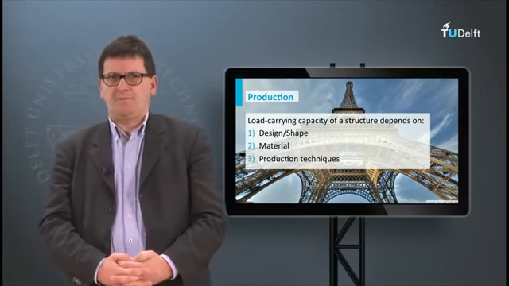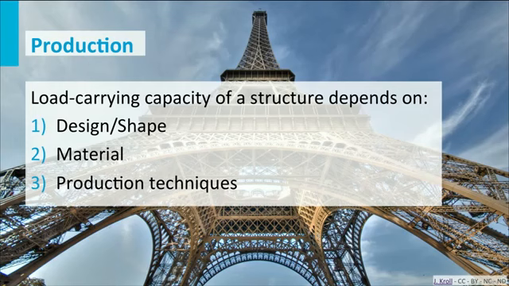Just as an example, in the background of this slide you see the Eiffel Tower in Paris. If I ask you what is the type of structure of the Eiffel Tower, what material is used, and how is it produced, what would be your answers? The structure is a truss structure. The used material is an iron derivative, and the struts are made by a forming process.